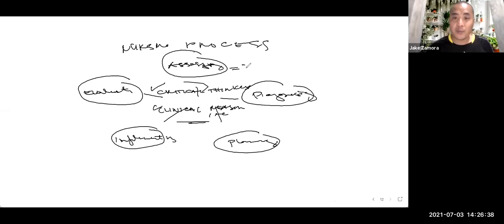So what are the steps that we do? When we assess, like I said earlier, we collect, we organize, we validate, and we document. Diba? We collect, we organize, we validate, and we document. This is the first thing that we do, or these are the things that we do when we do assessment.